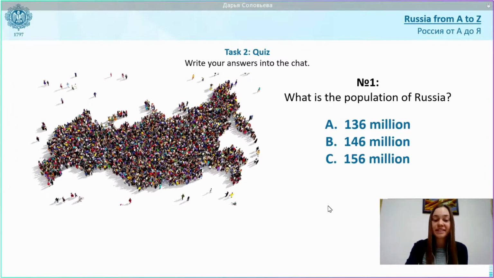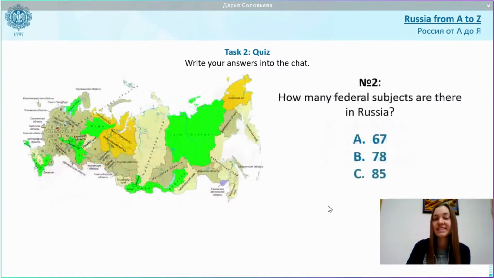Now let's look at the second question. It is a quiz. You don't have to know everything. We cannot know everything, right? So just try to guess if you don't know. Question number 2. How many federal subjects are there in Russia? The first option, 67. The second option, 78, and the last option, 85.